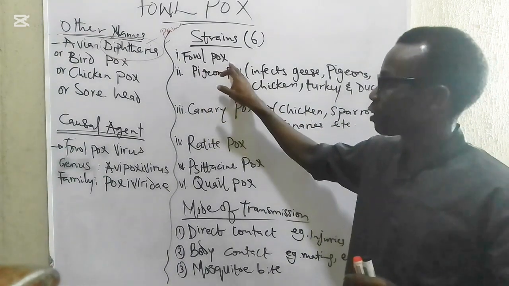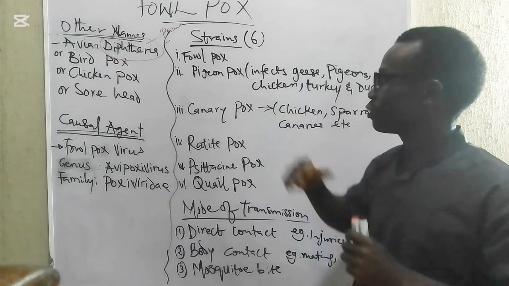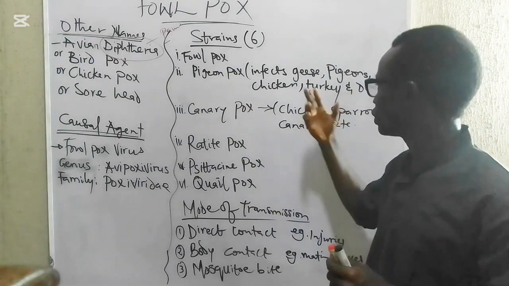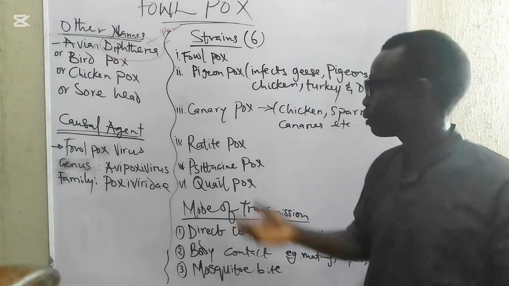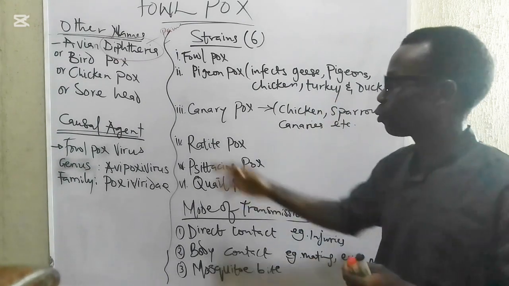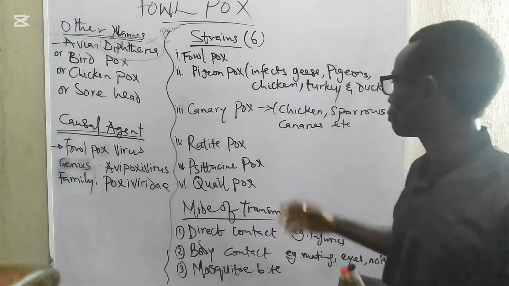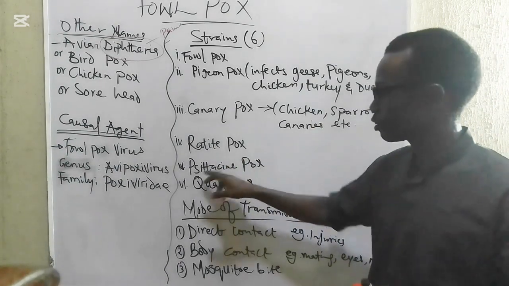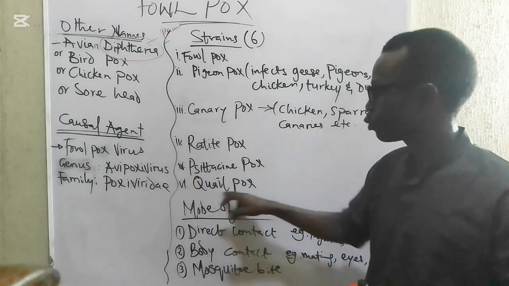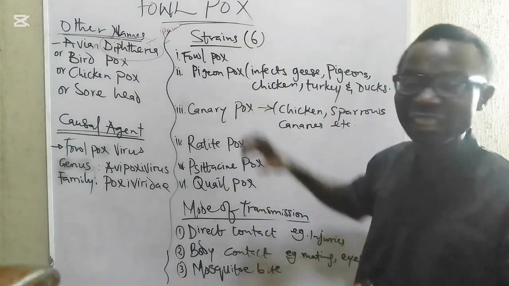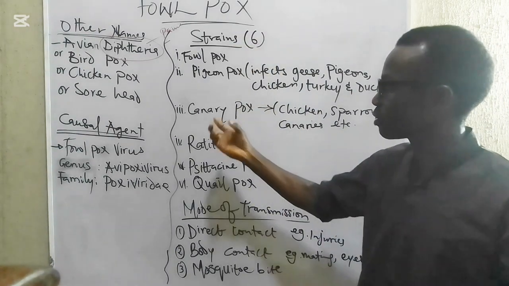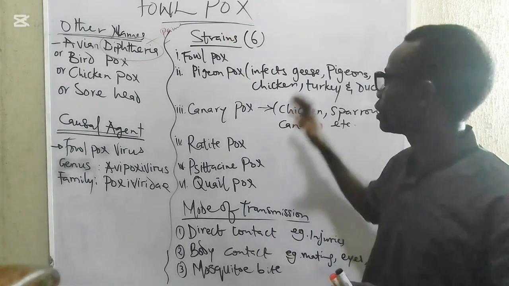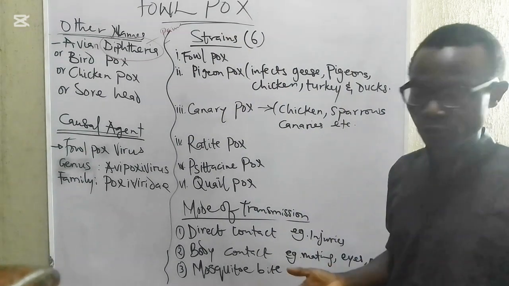Now, you have fowl pox, which is what we're discussing. You have pigeon pox. This one affects pigeon, geese, chicken, turkey, canary, and duck. You also have the canary pox affecting chickens, sparrows, and canaries. You have the ratite pox. There's also the psittacine pox and the quail pox. These are the different strains of the virus that causes fowl pox. Generally, if you are affected by any of these, it's called fowl pox.